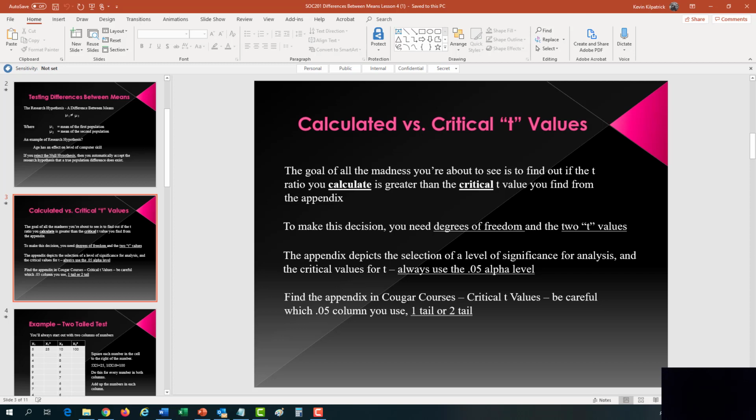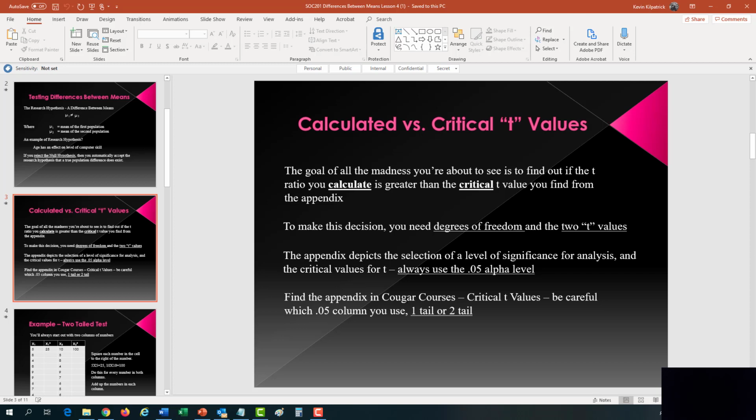So you're going to calculate a t value. Then you're going to go into the appendix and you're going to find a critical t value. In order to do this in the appendix, you need degrees of freedom, which we are also going to calculate.